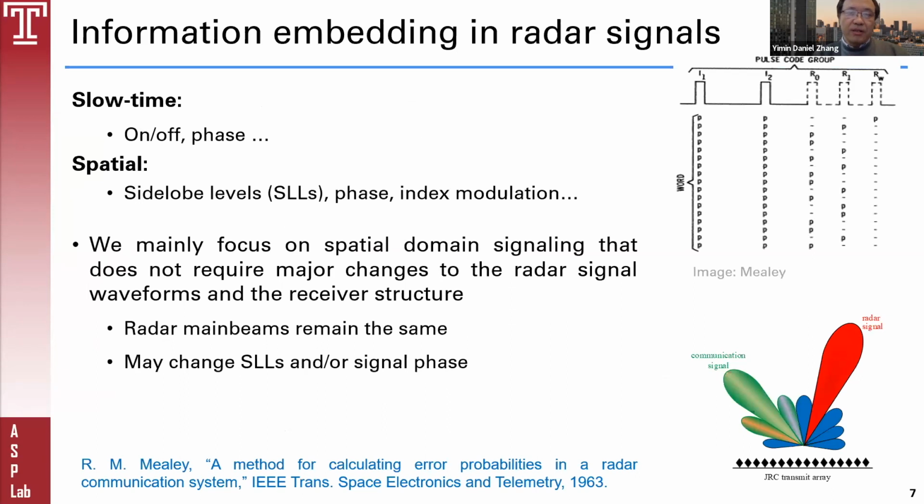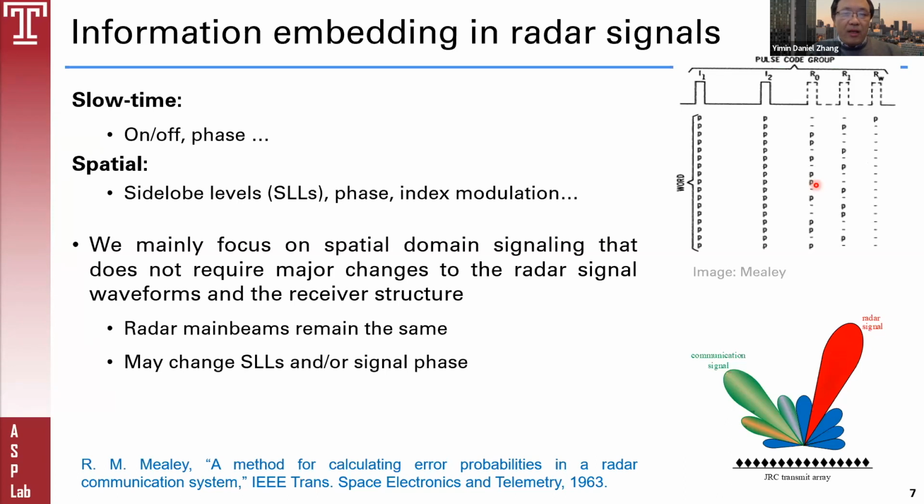So we can also consider information embedding in slow time. For example, a very old paper published half a century ago uses the on-off of several slow time pulses, and with that pattern, you can carry information. You can change the phase of these pulses to carry information. We can also carry information in the spatial domain, for example, by changing the side lobe levels and the phase, and you can also use index modulation by turning off some of the antennas.